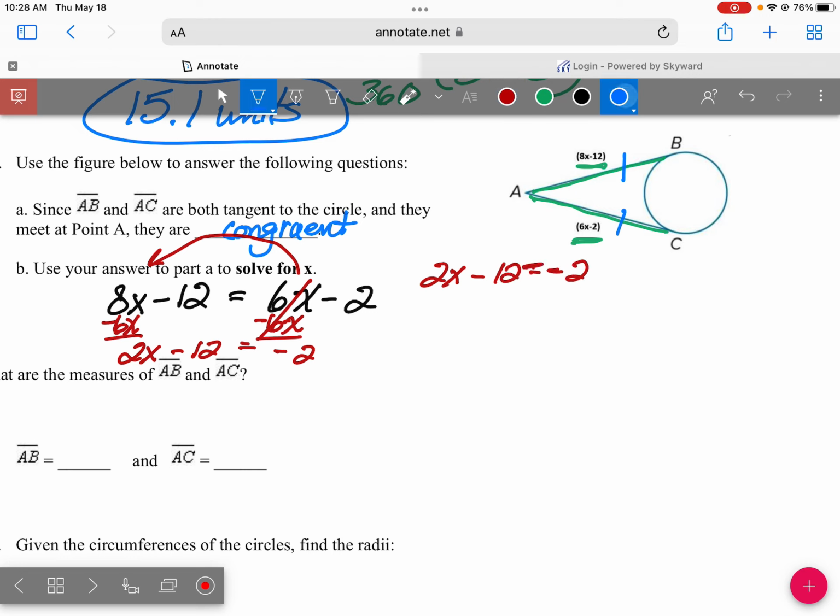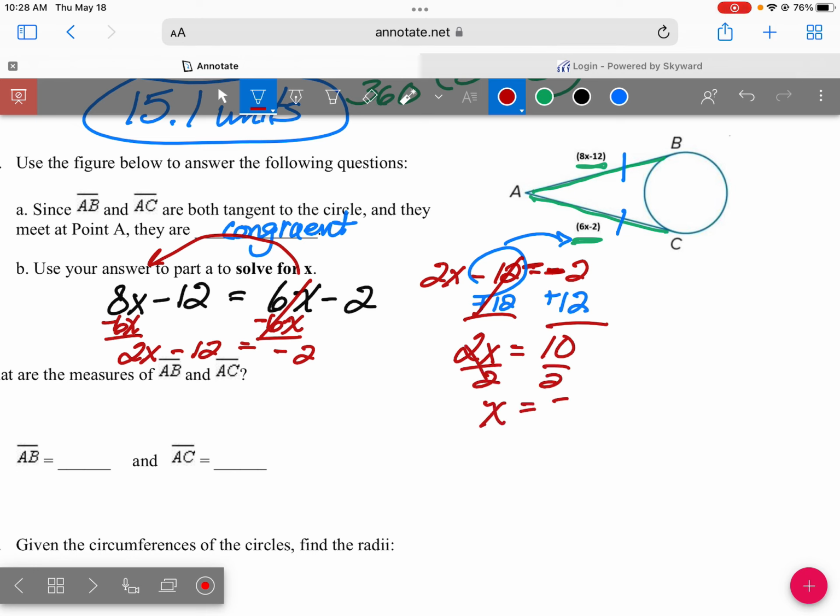I need to move the negative 12 to the other side, so add 12. Oh, this should be a negative 2. It is supposed to be a negative 2. The 12s cancel out. 2x is equal to positive 10. So x is equal to 5. That's your solving for x.